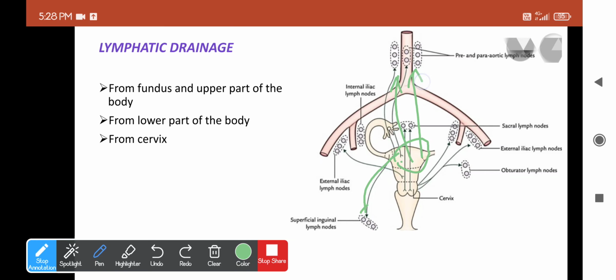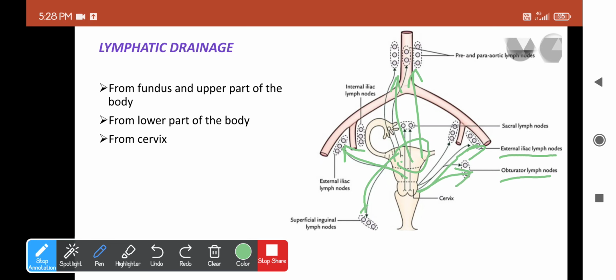So from the fundus and upper part of the body, the lymph is drained into the pre and para-aortic lymph nodes and superficial inguinal lymph nodes, okay. And from the lower part of the body, it usually drains into external iliac lymph nodes. And finally from the cervix, you can divide into lateral, posterolateral and posterior drainage. So laterally, if you see here, it will drain into external iliac lymph nodes and obturator lymph nodes.